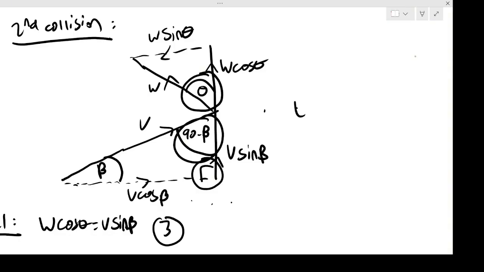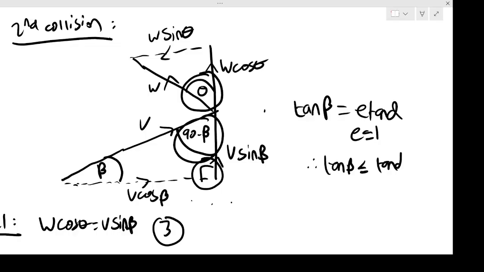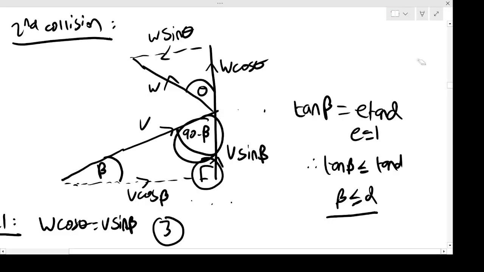That is because for any general collision, tan beta is E lots of the original angle tan alpha. Now, E is less than or equal to 1, right? So that means tan beta would be less than or equal to tan alpha. Therefore, beta is less than or equal to alpha. So the angle afterwards is reduced.